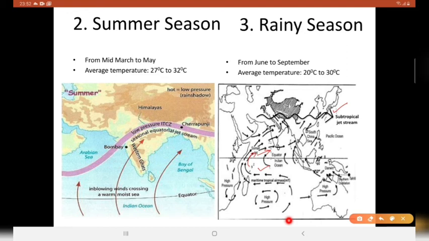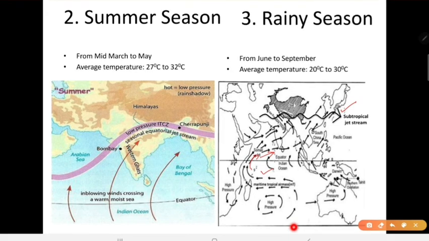Now, this southwest trade wind moves towards India after crossing the Arabian Sea and Indian Ocean. This wind collects water from these and is known as southwest monsoon. The tapering end of the Indian peninsula divides the southwest monsoon into two branches, that is the Arabian Sea branch and the second one is the Bay of Bengal branch. This is the Bay of Bengal branch and this is the Arabian Sea branch.